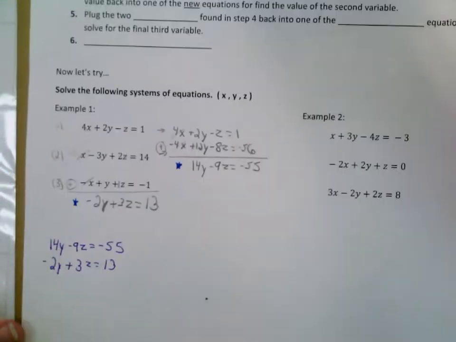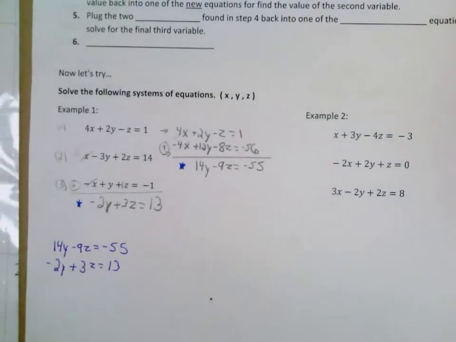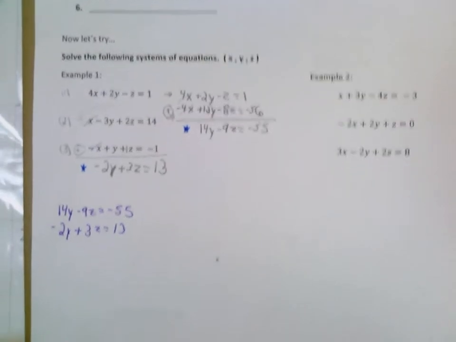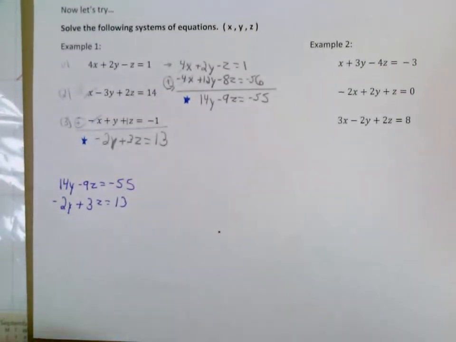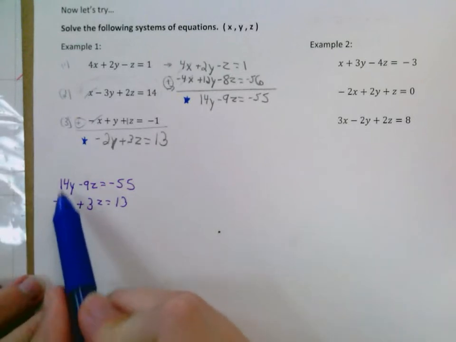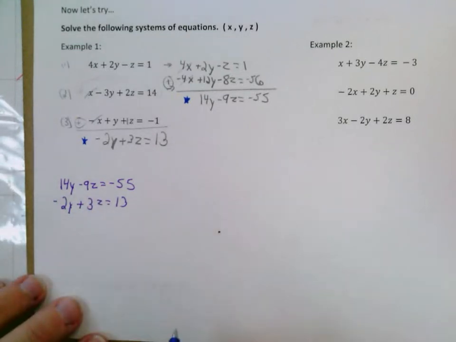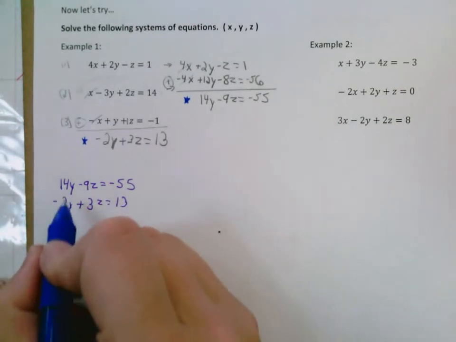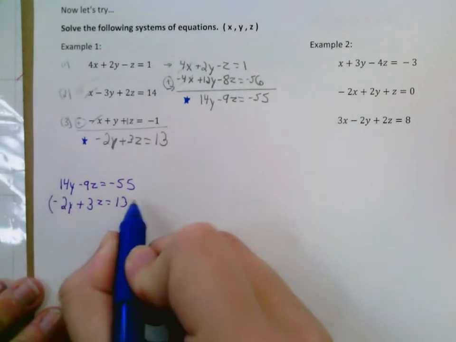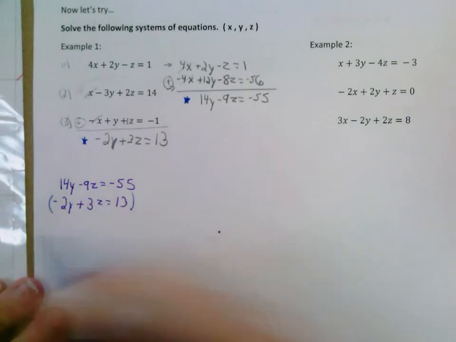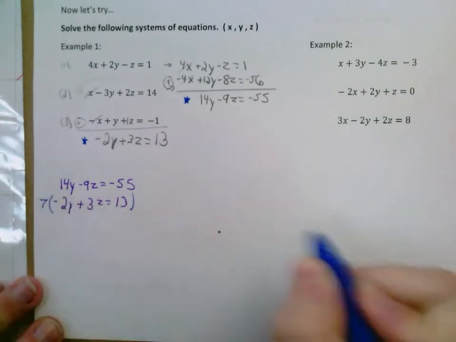So let me come down here and look at my equations. I want to eliminate a variable. Which variable do I want to eliminate? Well, that's a good question. I could try to eliminate the y's or the z's. It's totally up to you at this point. I'm going to go for the y's. I kind of like to get rid of the ones out in front. So that means I'm going to have to take this equation and multiply it by 7.